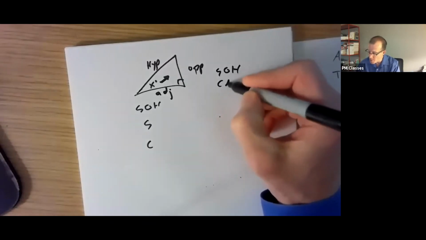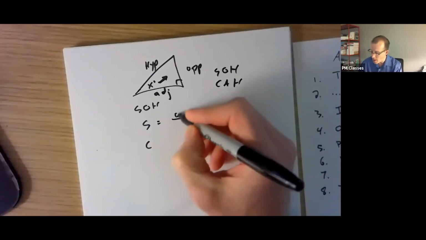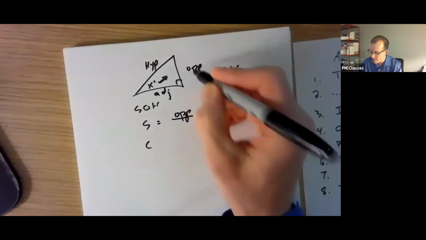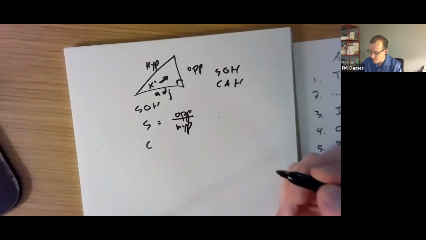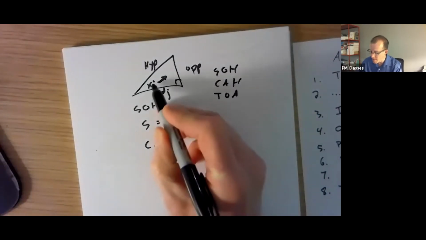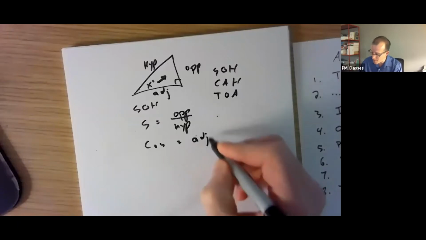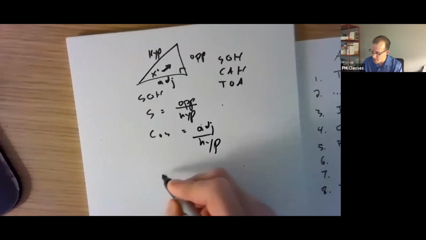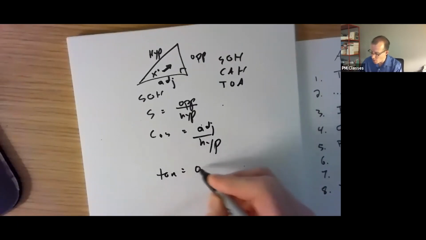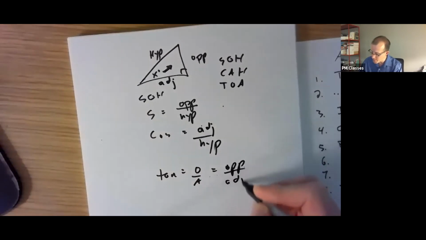So as we apply this, sine is the ratio of the opposite side over the hypotenuse. The cosine of this angle x is the adjacent side over the hypotenuse, and the tangent, TOA, is the opposite side over the adjacent side.